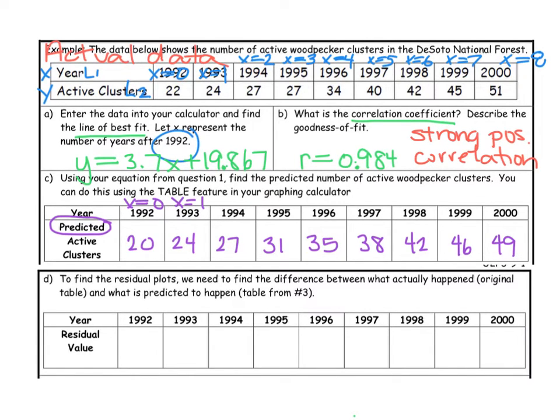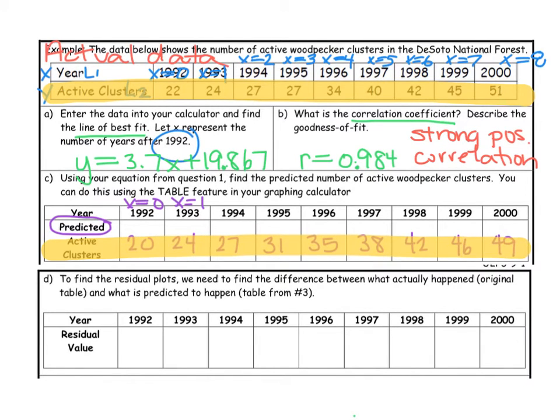Okay, so what's the residual value? The residual value means we're going to look at the actual data, which is this data right here, and the predicted data that we just figured out using our line of best fit, which is this data right here. I want to know the difference between the actual data, which is 22, and the predicted data, which is 20. So how do we get that information? All we have to do is subtract. So that will give us our residual value.